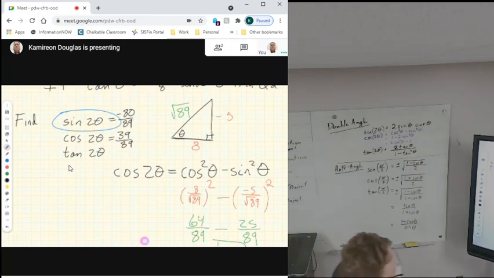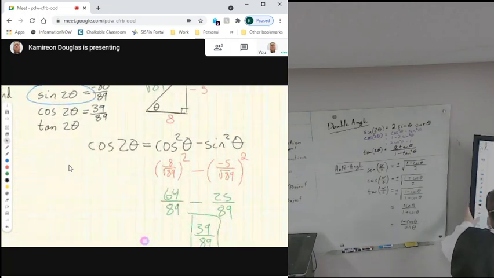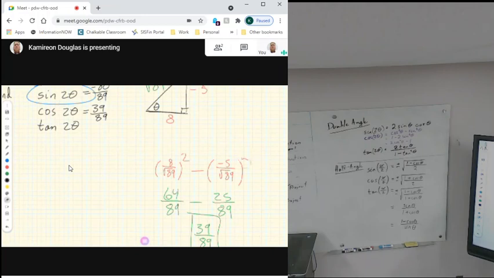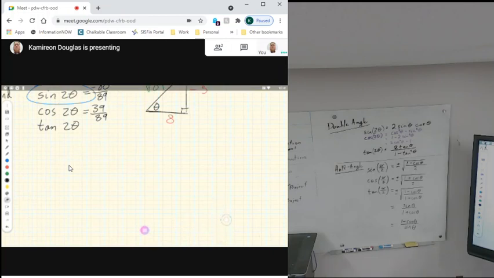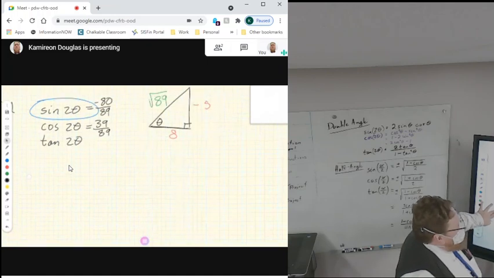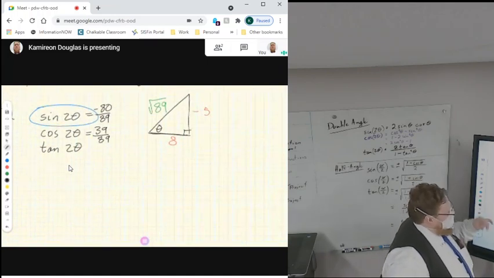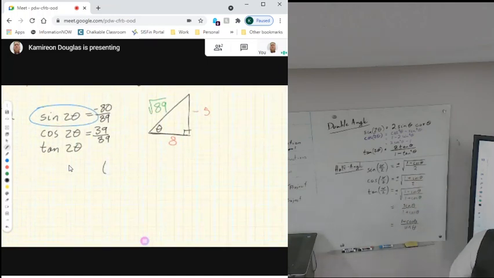Here we go. Last part of the problem says, find tangent of 2 theta. I'm going to come over here and erase my work. And we're going to start working on tangent of 2 theta. So, step 1, just like before. I've got my triangle. I know Pythagorean theorem. Found the missing side. I'm going to rewrite tangent of 2 theta using my formulas.